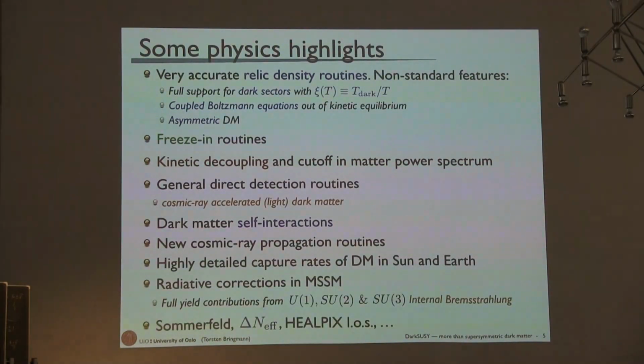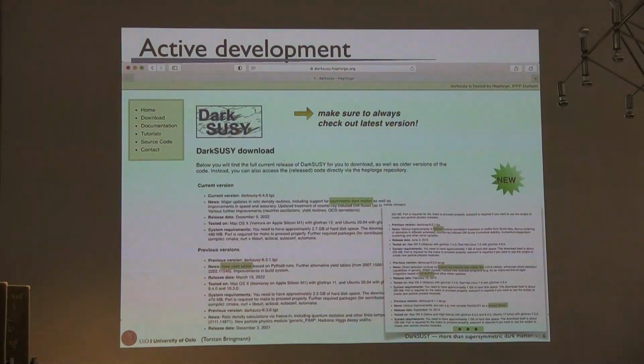But then there's much more. Direct detection routines, new feature added. There has been some activity related to what is known as cosmic ray accelerated dark matter, which gives you the opportunity to test sub-GeV dark matter particles because of interactions with cosmic rays. I think this is the only public code that can do this, actually. I will give some examples of this. Propagation routines for cosmic rays, self-interactions, capture rates, indirect detection rates, and so on. So this is just a list, and I will later give some examples.